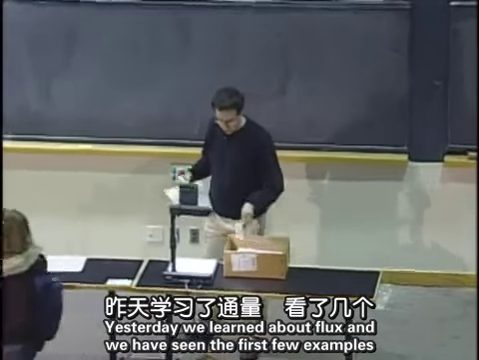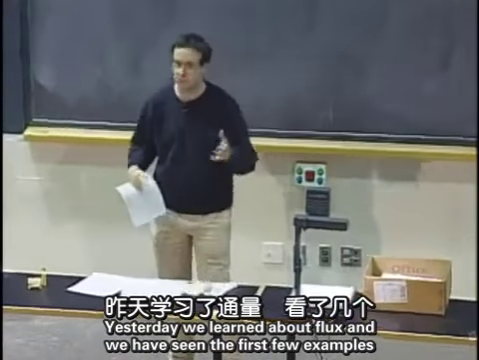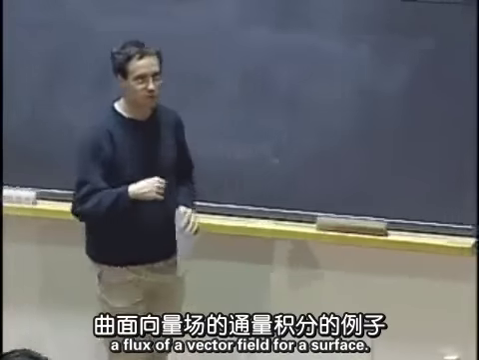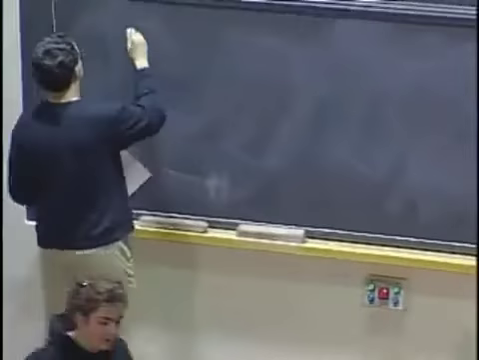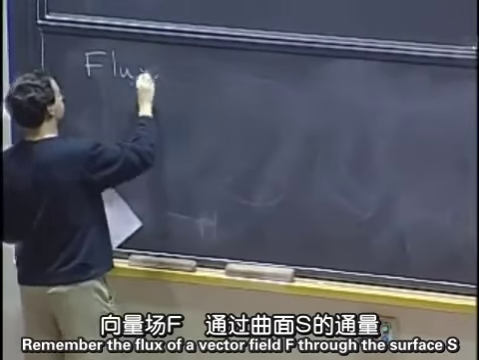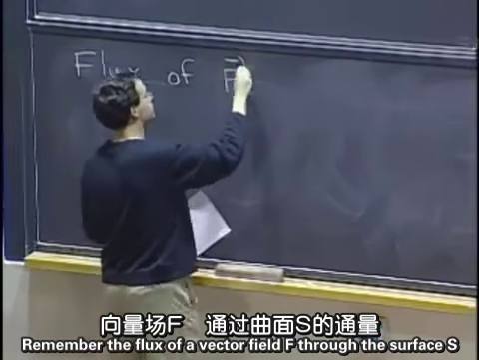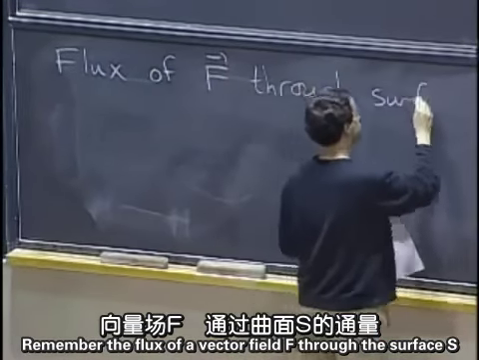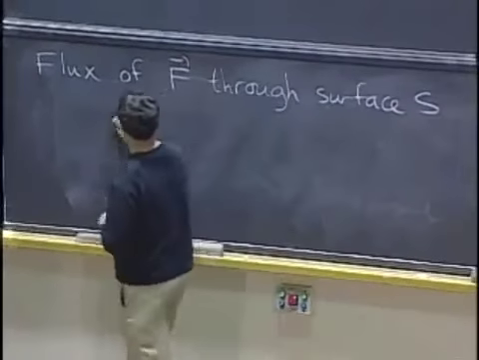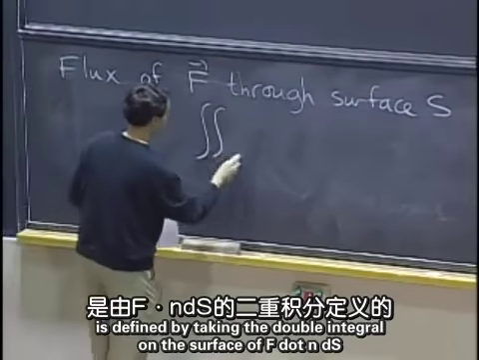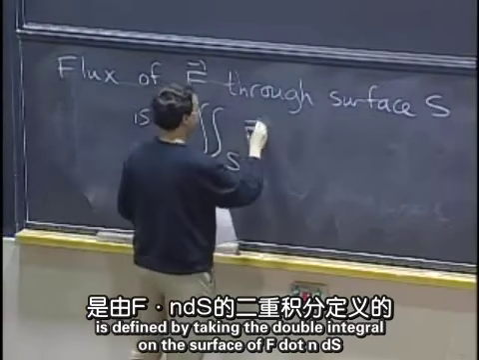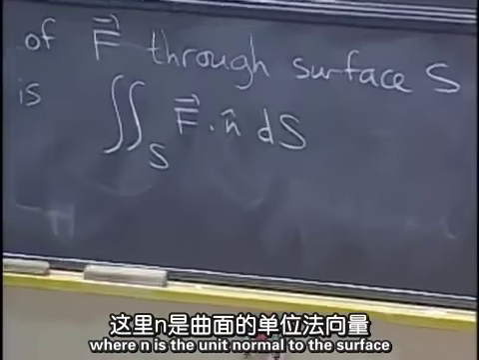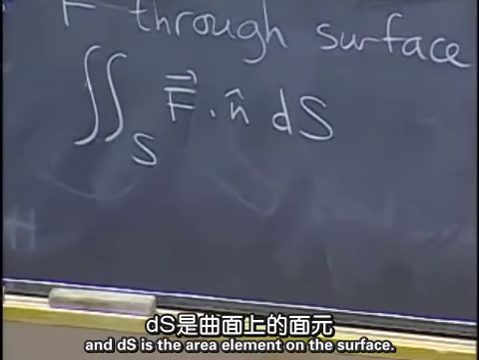Yesterday we learned about flux, and we've seen the first few examples of how to set up and compute integrals for flux of a vector field through a surface. So remember, the flux of a vector field F through a surface S is defined by taking the double integral on the surface of F dot n dS, where n is the unit normal to the surface and dS is the area element on the surface.